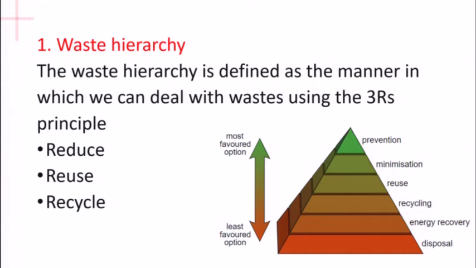The waste hierarchy is defined as the manner in which we can deal with waste considering the 3R principle, that is reduce, reuse and recycle as shown in the figure. The bottommost layer is the least preferred option and the topmost layer is the most preferred option. The most preferred option is to prevent and the least preferred option is disposal. The top in the hierarchy is prevention, then comes minimization, then reuse to the extent possible, then recycle the product, then try to extract as much energy that is possible from the waste and finally go for disposal of the waste. This classifies the waste management strategies in terms of their desirability for waste minimization.